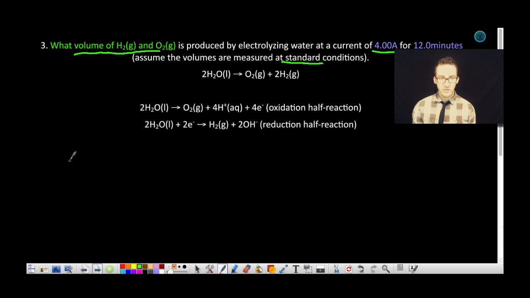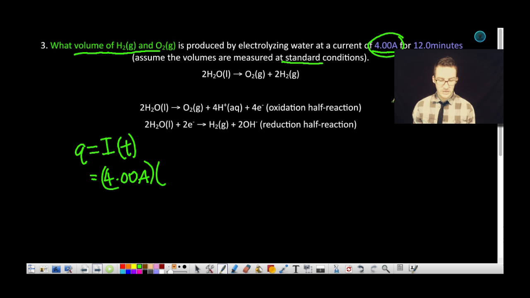The very first thing we want to do is solve for the charge. To do that, we're going to use our formula Q equals I times t. Our 4 amp current here, 4.00. Our time, again, is in minutes. We need to convert that to seconds, which is 720 seconds. And so our charge in coulombs is 2,880. Quick reminder there for sig figs.